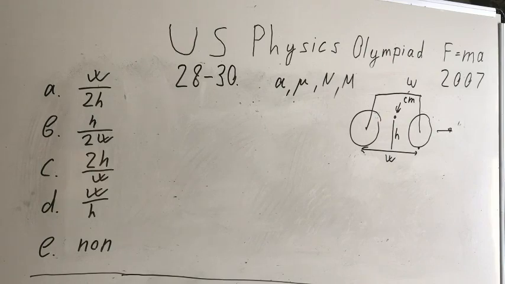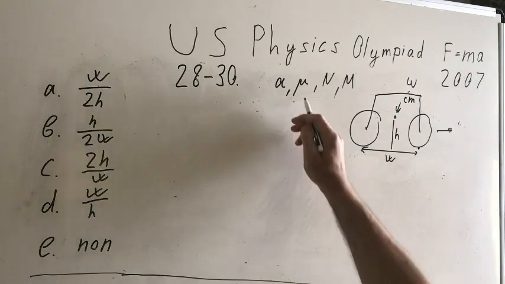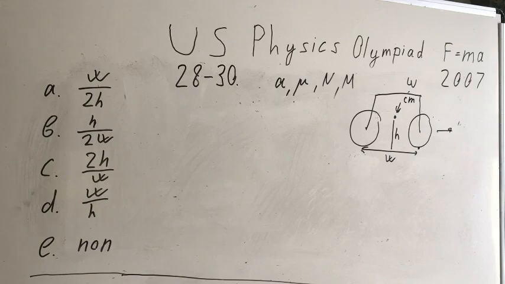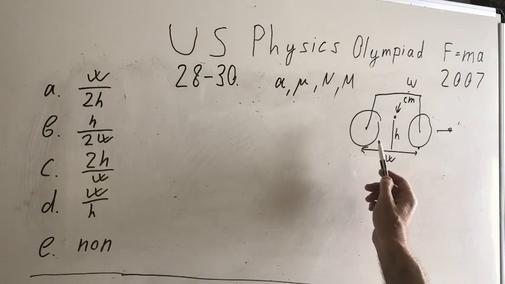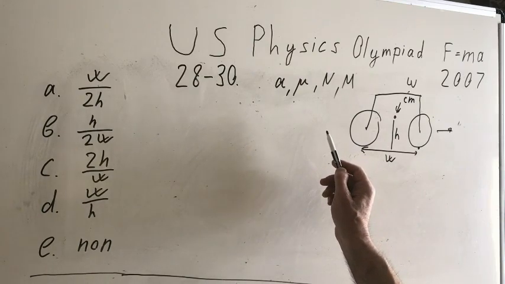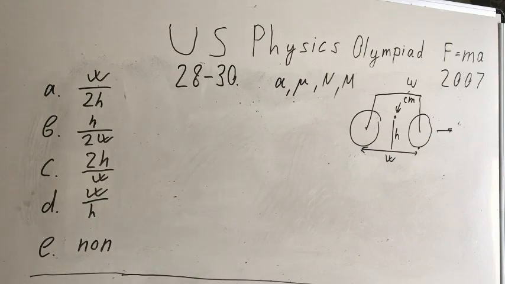So first case, number 28. Assume that the coefficient of sliding friction between each tire and the ground is mu, and that both tires are skidding, sliding without rotating. Express your answer in terms of W, H, m and g. What is the maximum value of mu so that both tires remain in contact with the ground?